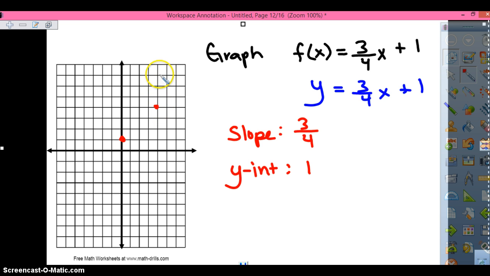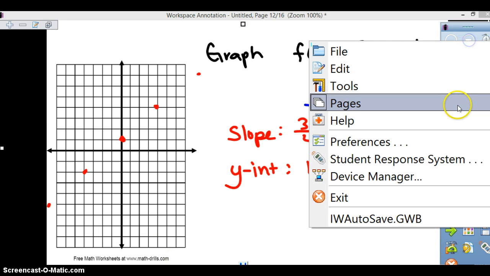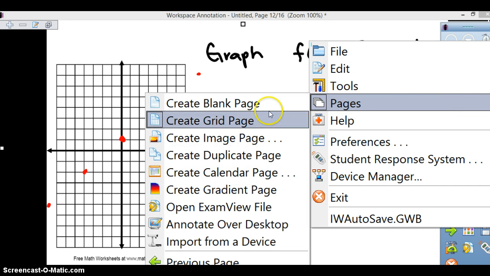Up 3, right 4. Can we go in the opposite direction? Down 3, left 4. And we can connect our dots.